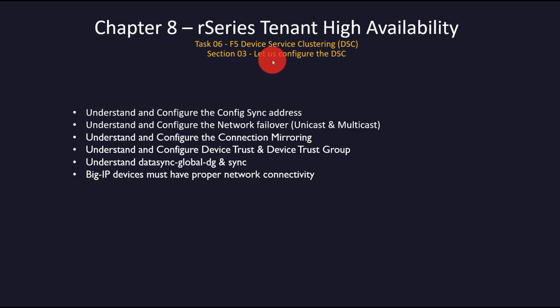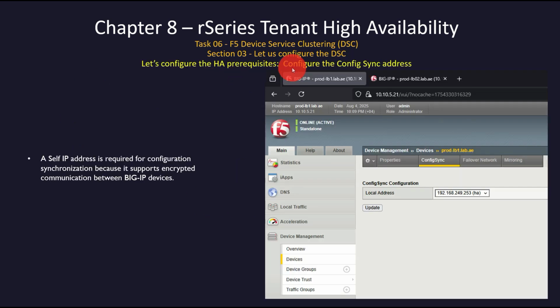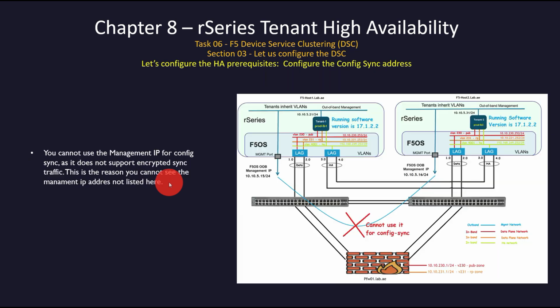Section 3. In this section, we will configure the device service clustering, which is nothing but high availability. First, we need to configure the config sync address. A self IP address is required for config sync because it supports encrypted communication between the BIG-IP devices. You cannot use the management IP address for the config sync, as it does not support encrypted sync traffic.